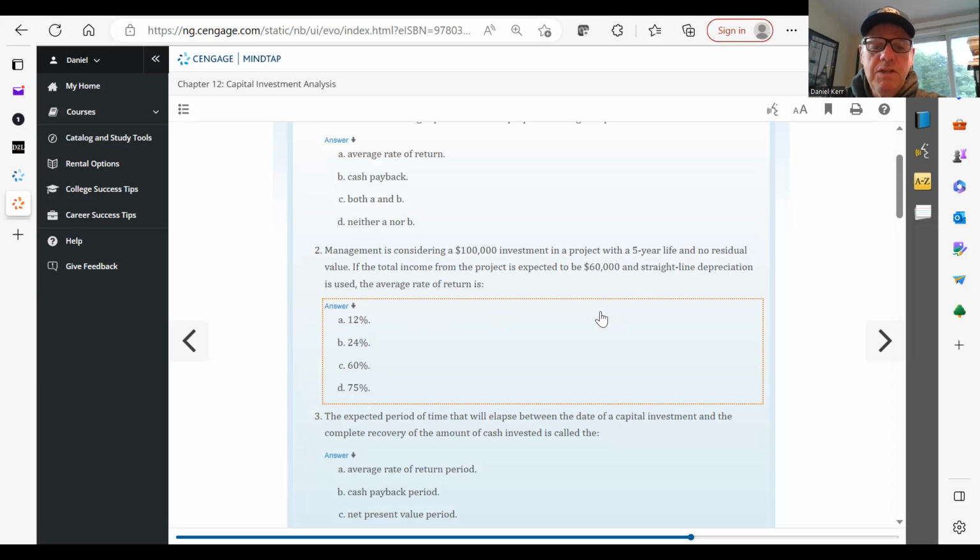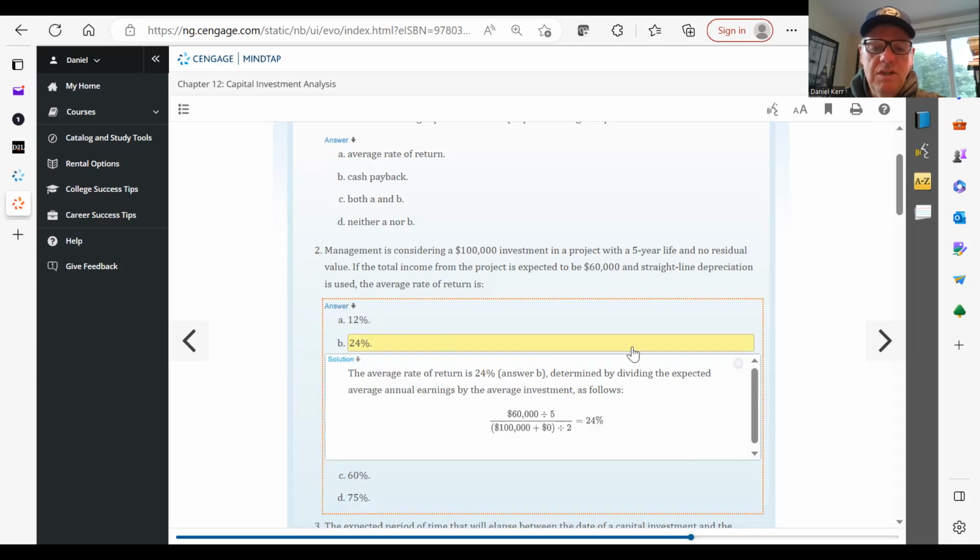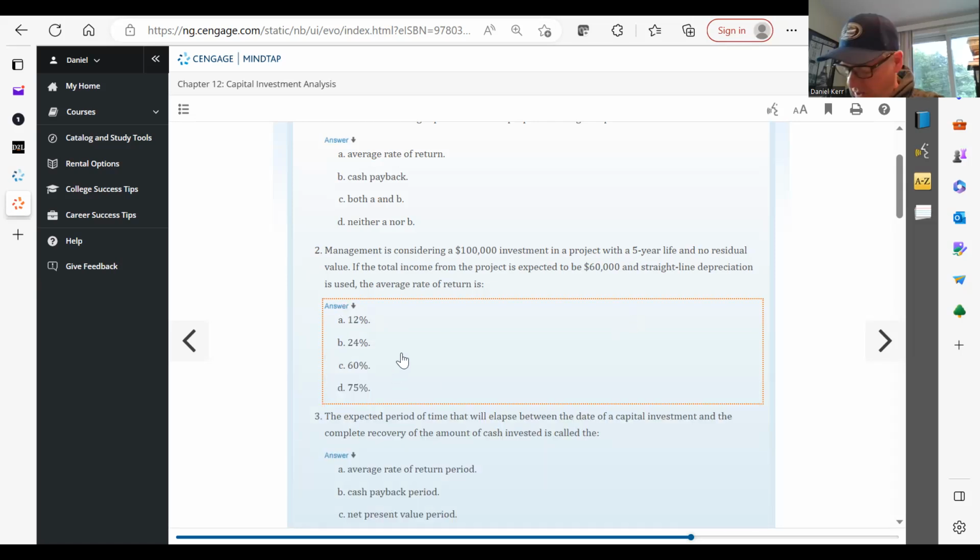Whenever you've got these computational multiple choice questions, do the computation first. So if we do the computation first, we see it's 24%, and then go looking for your right answer. The right answer there is B, 24%.